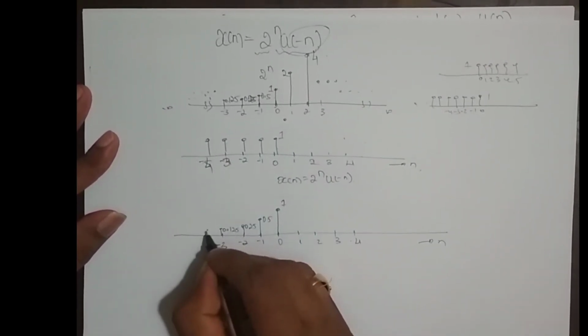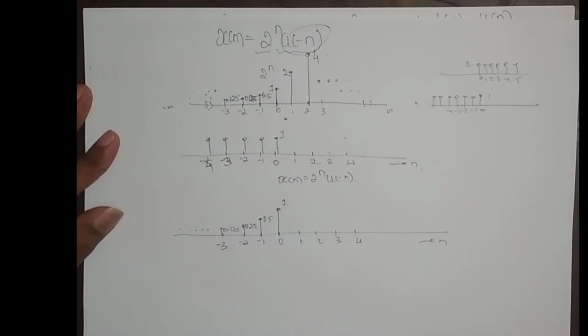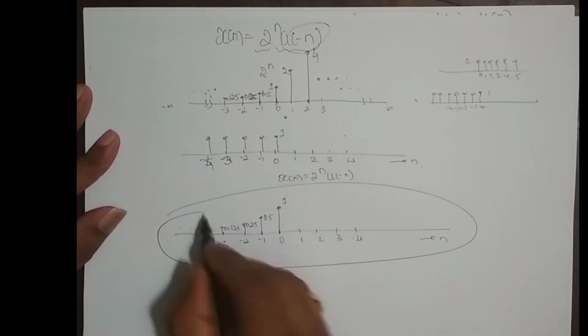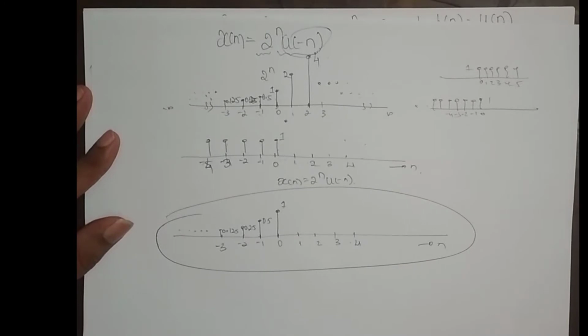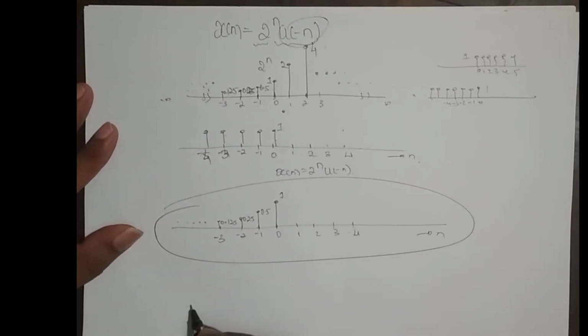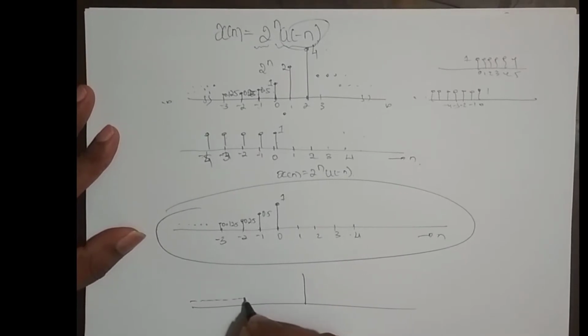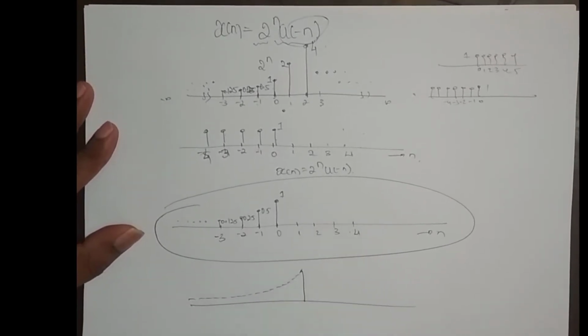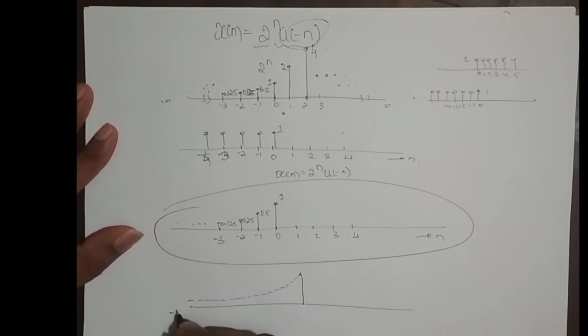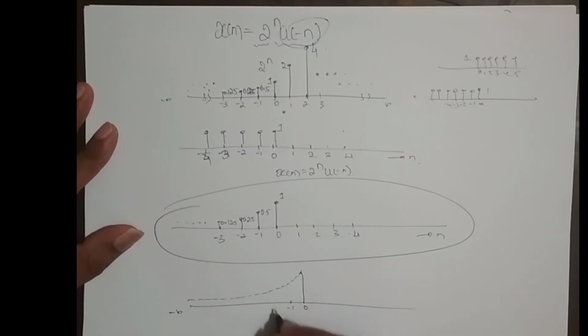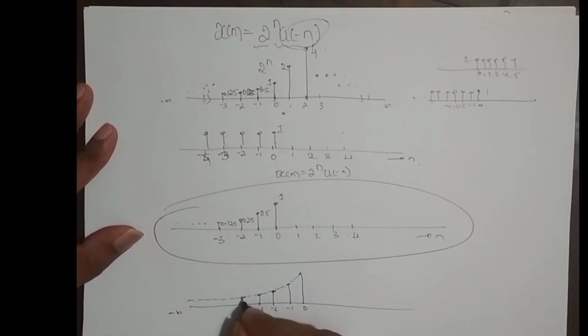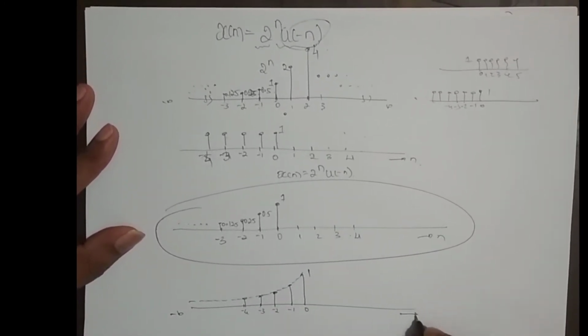So this is the signal x of n, which is 2 power n u of minus n, and it looks something like this. It's exponentially increasing from minus infinity, with samples at 0, minus 1, minus 2, minus 3, minus 4. I hope this is convincing.